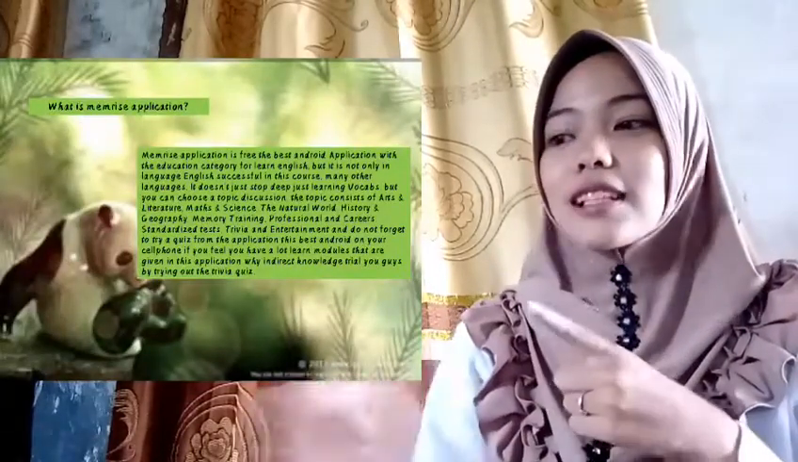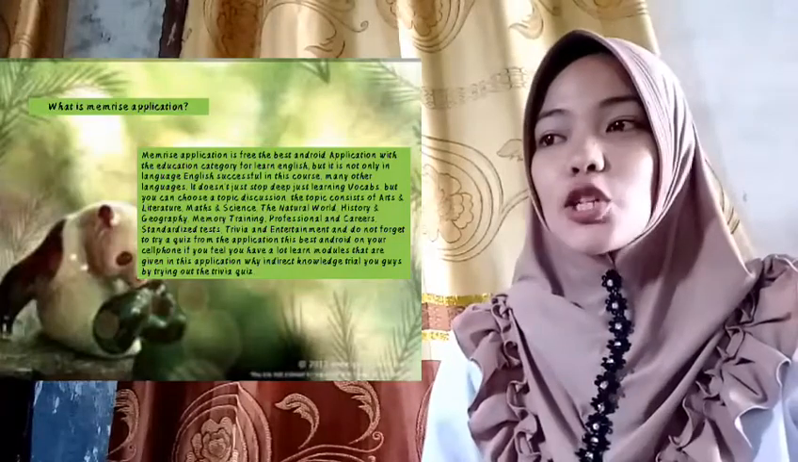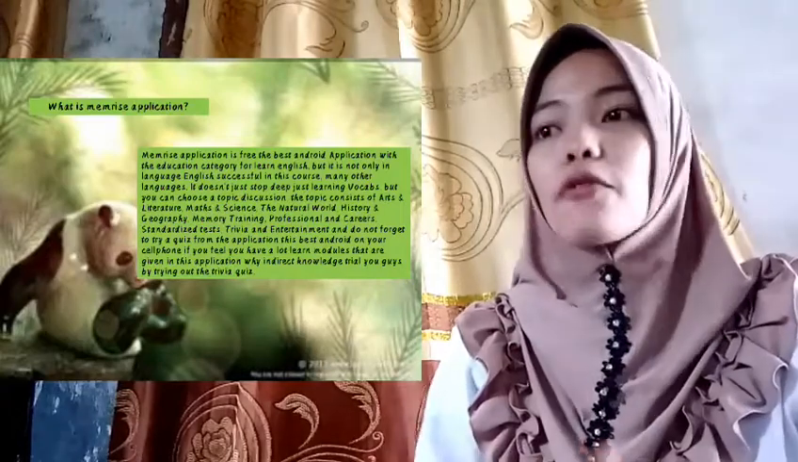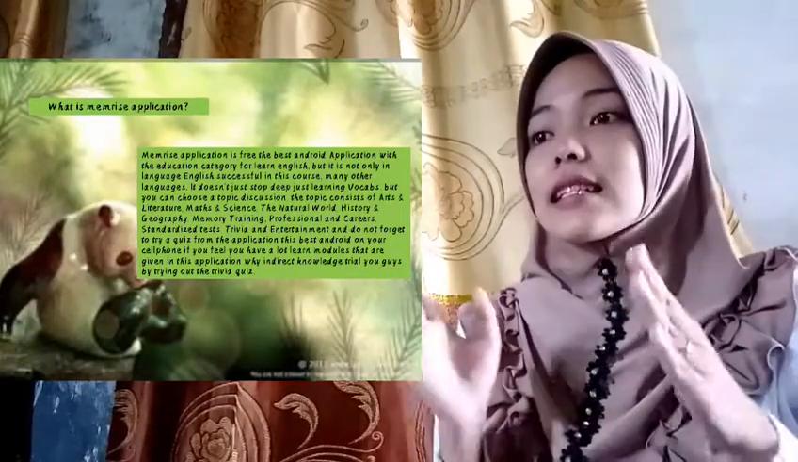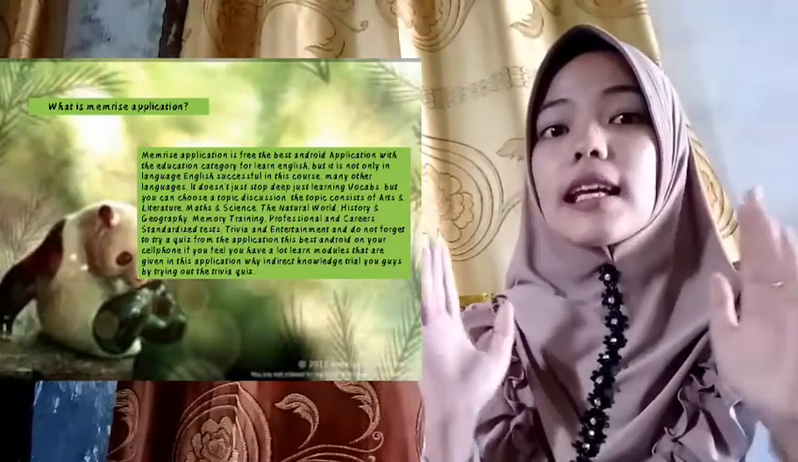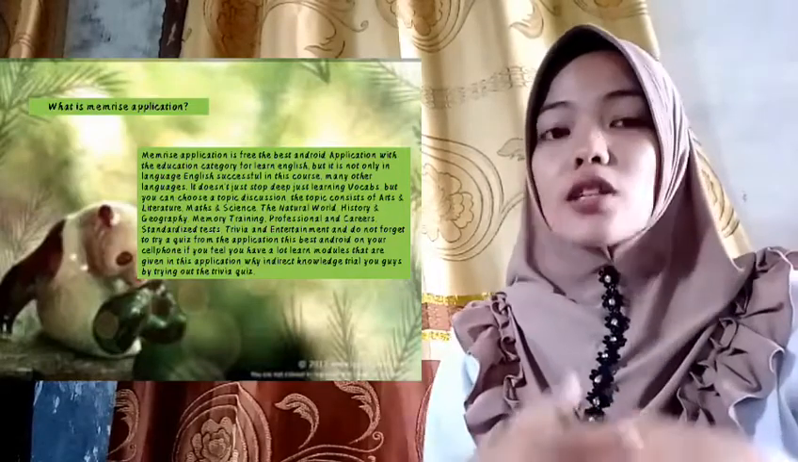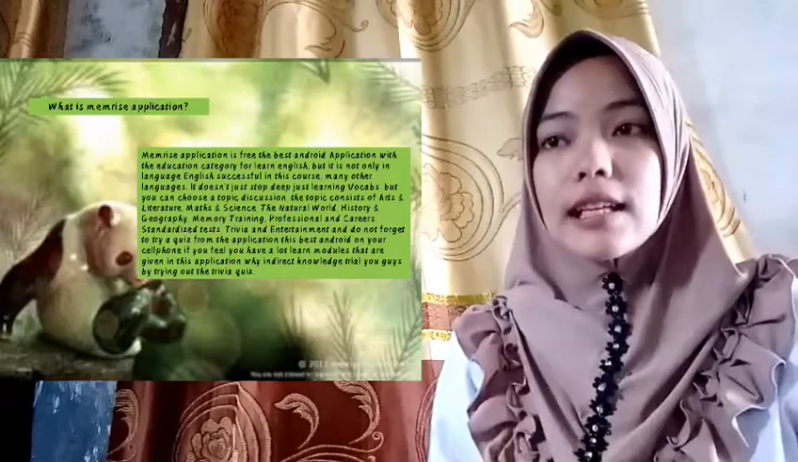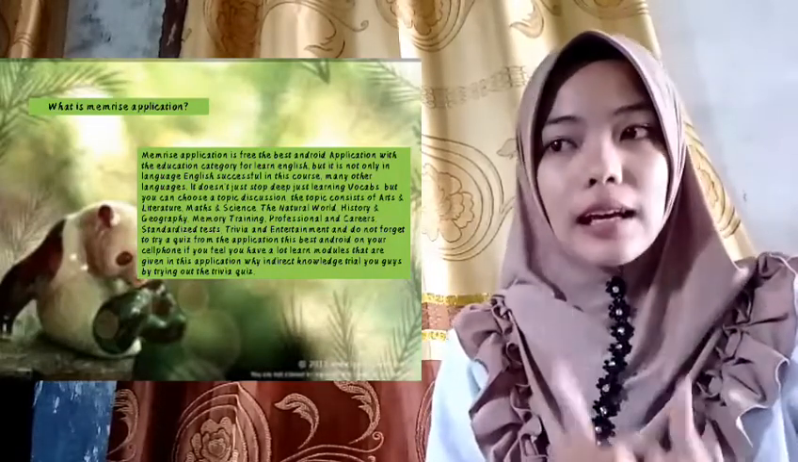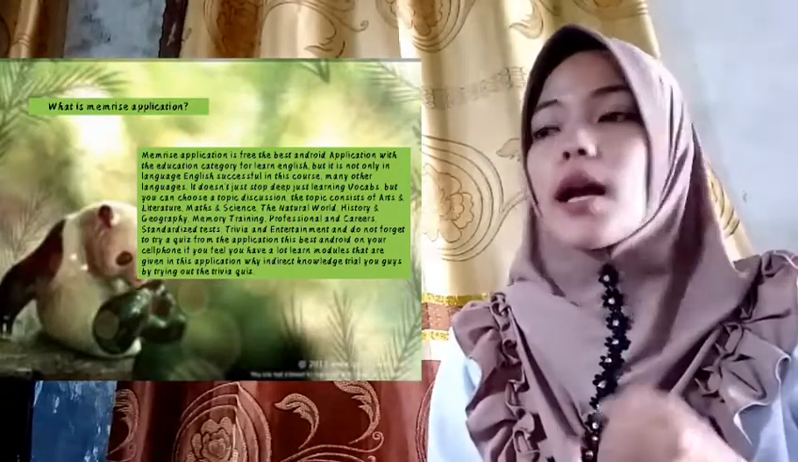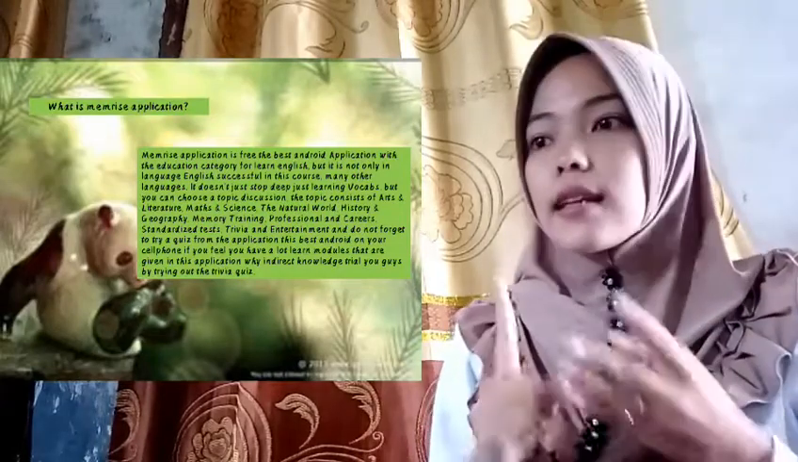In the first slide, the Memrise application is a free-based Android application in the education category for learning English. But this application is not only for English. There are so many languages in this application. That's why this application is recommended for learning English. And in this application, there are literature, mathematics, science, natural world, history, and so on.